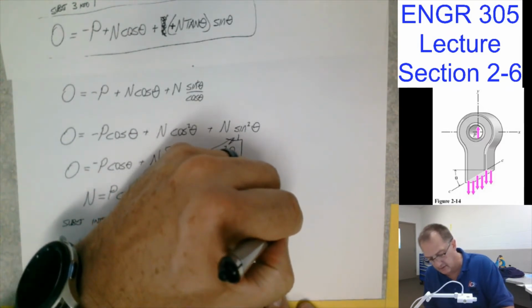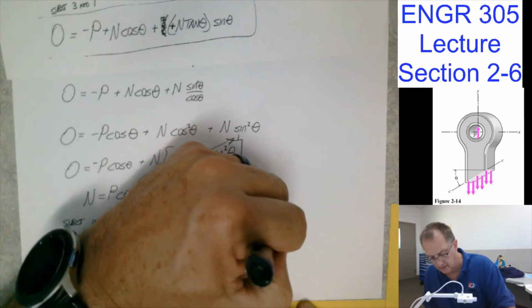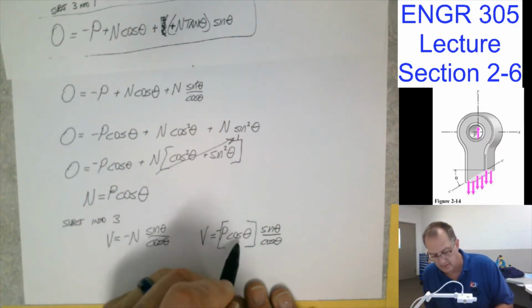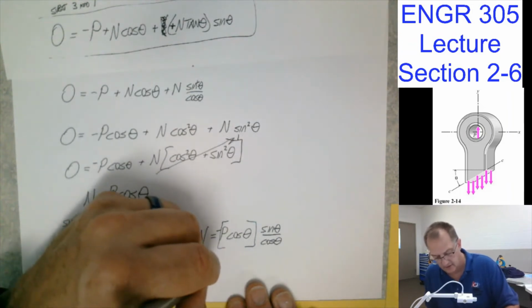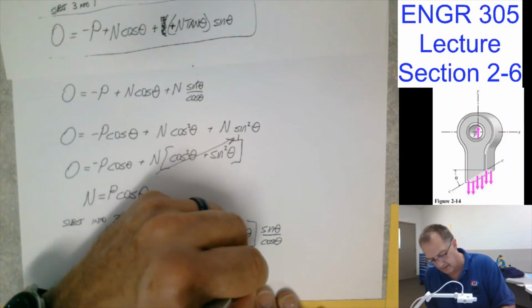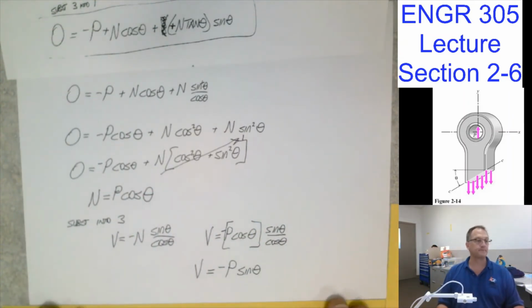Sine theta over cosine theta. Well, now my cosines cancel. So V is equal to minus P sine theta. There you go.